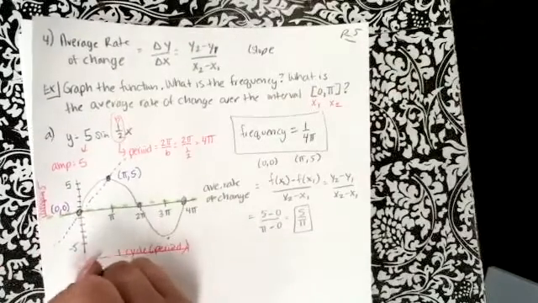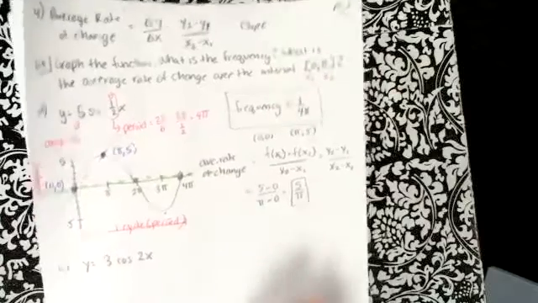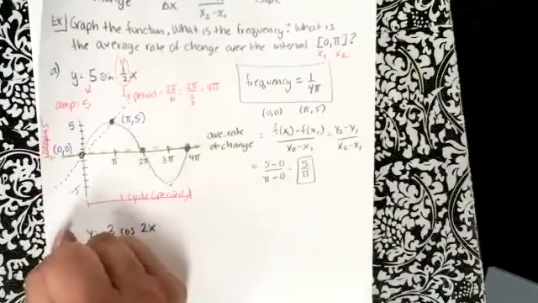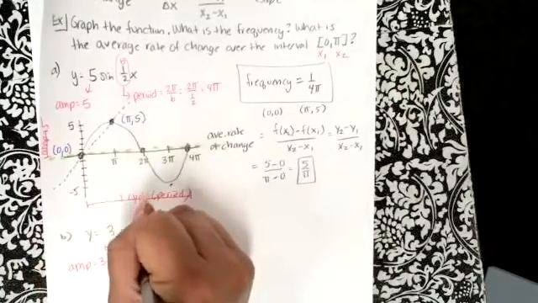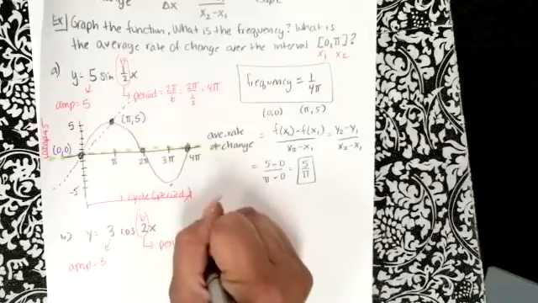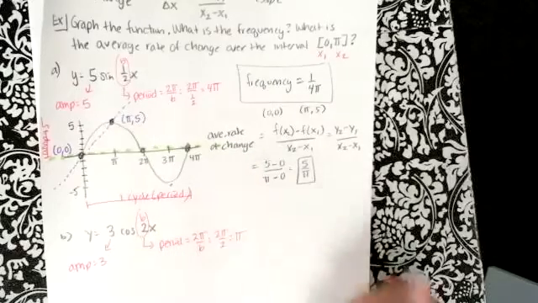Let's do a cosine one. Last one. Right here, my amplitude is 3. This is my b value. That's going to be my period. My period is equal to 2 pi divided by b, which is 2 pi divided by 2, which is just pi.